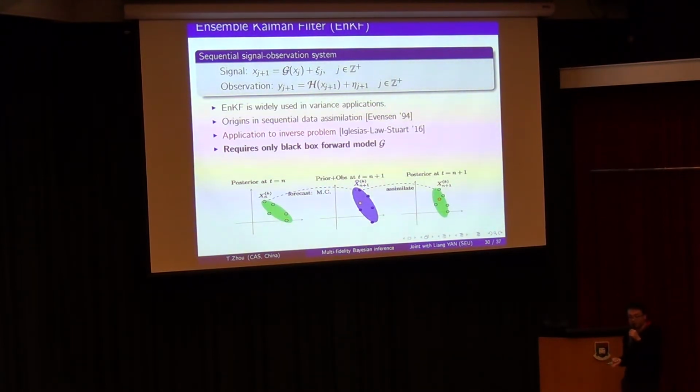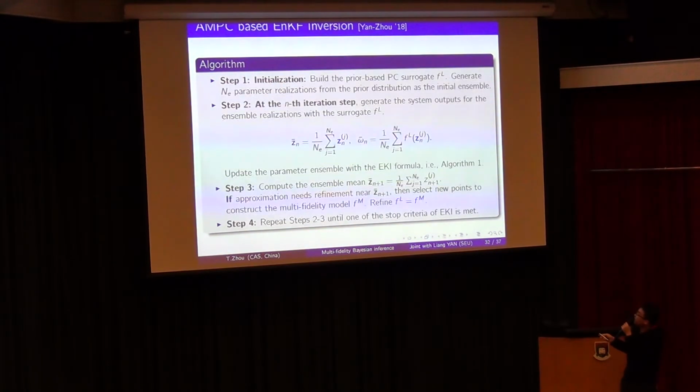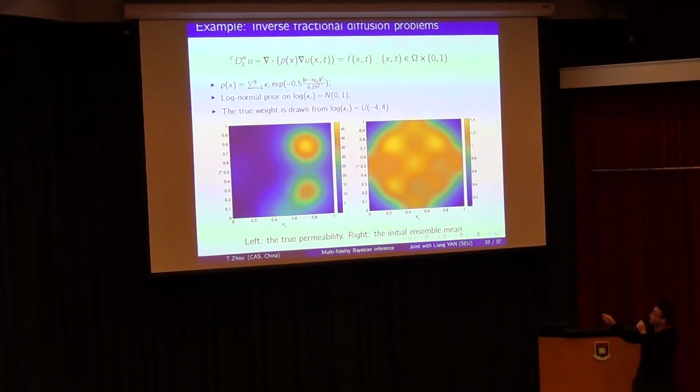And the idea can be extended to the ensemble Kalman filter approximation for inverse problems. The EnKF is also very popular for inverse problems since this paper. So the idea can be combined with EnKF. We also introduce the surrogate model here, and we add a step to update the surrogate model. So this can be very efficient.